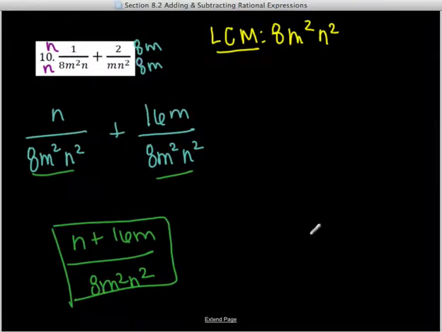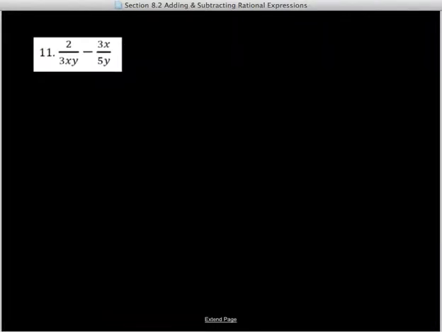Okay. Example 11 is a great time to go ahead and try example 11 on your own. And then after example 11, we're going to get into some problems where we need to do a little more factoring. Okay. So pause the video, try example 11, and then come on back.